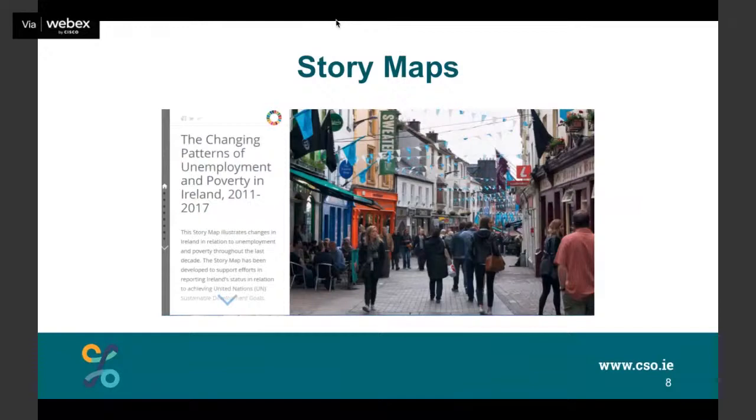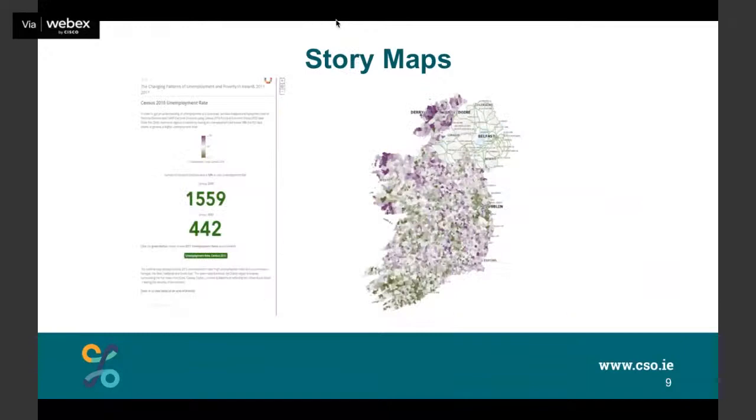Can we have the next slide, please? So here what we're looking at is story maps. Here we're looking at the census unemployment rate in 2016. We're looking at principal economic status, where people deem themselves employed, unemployed, and so forth. The geographies that we're using here are electoral divisions. There are 3,409 of these geographies in Ireland, so you can see the map at this level.